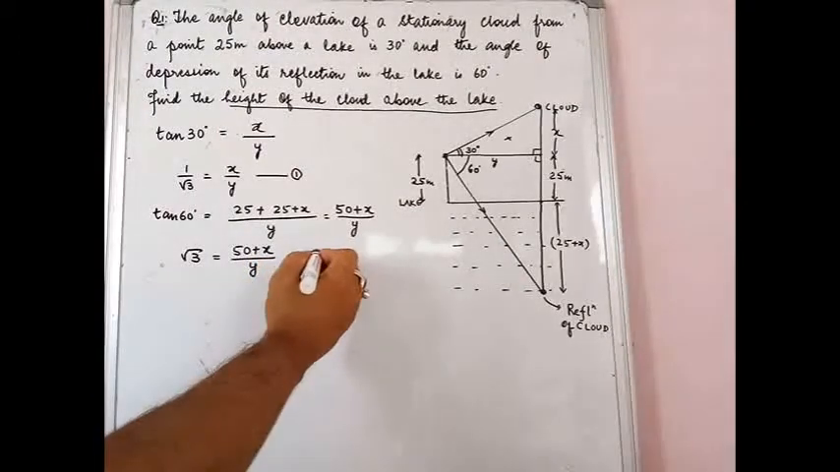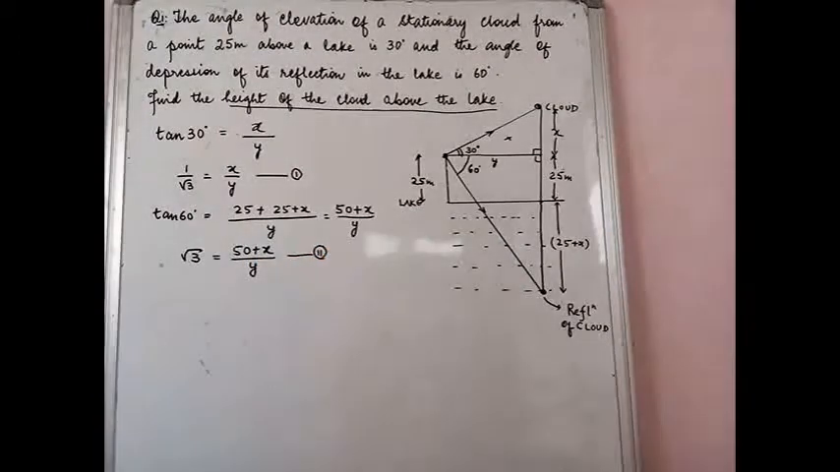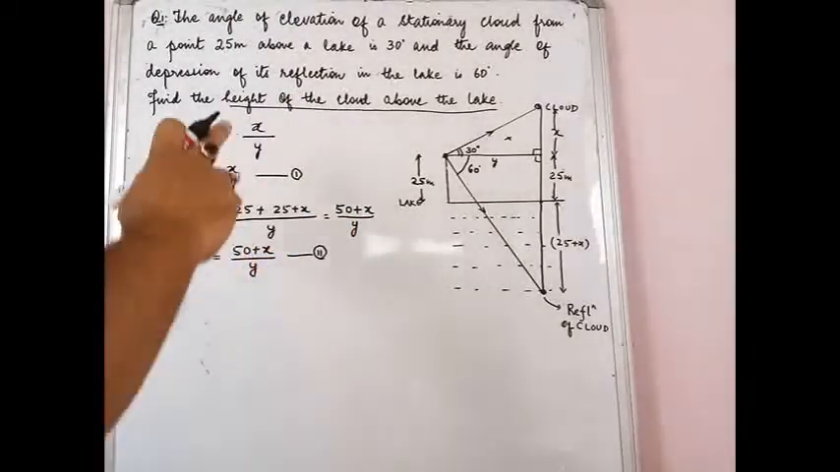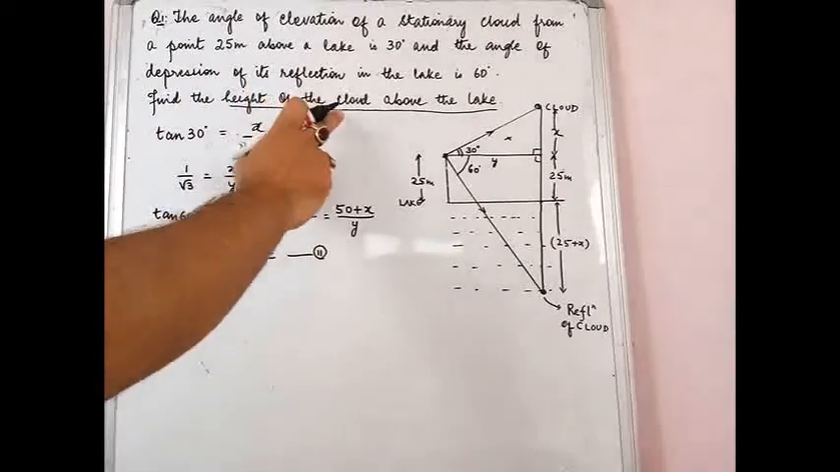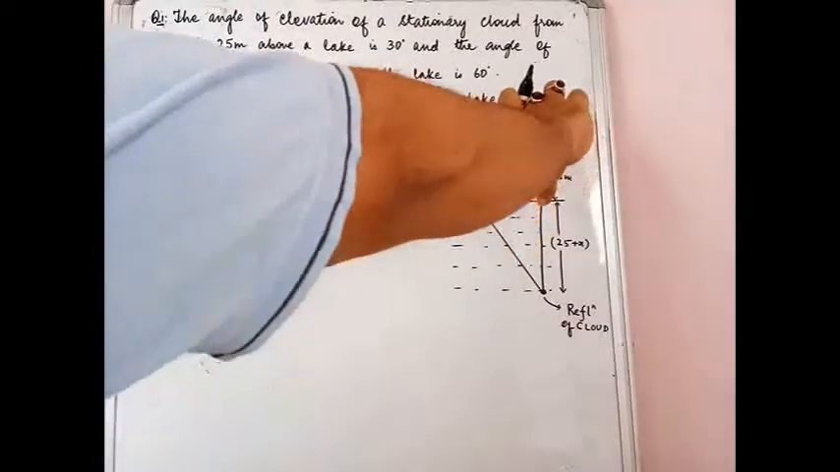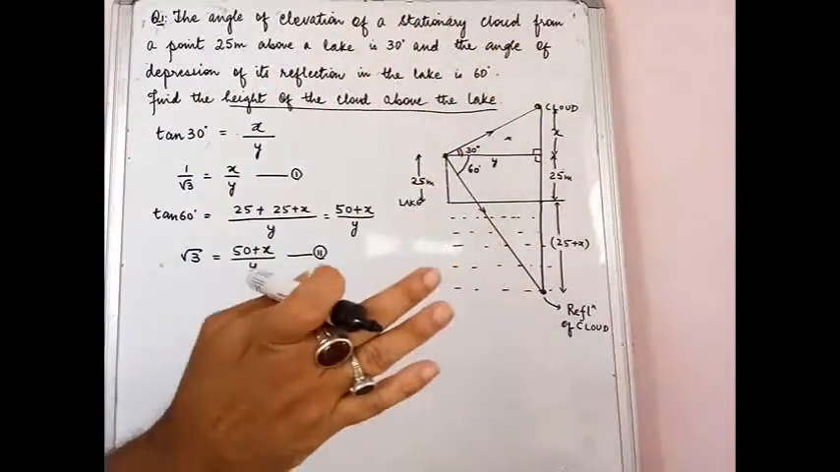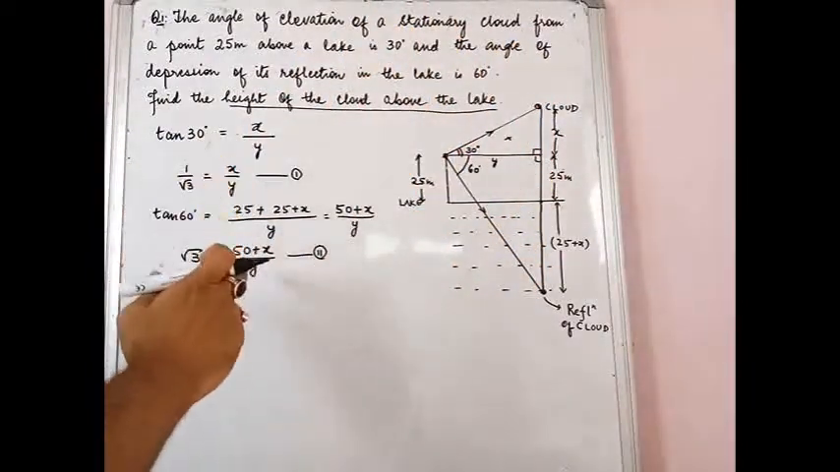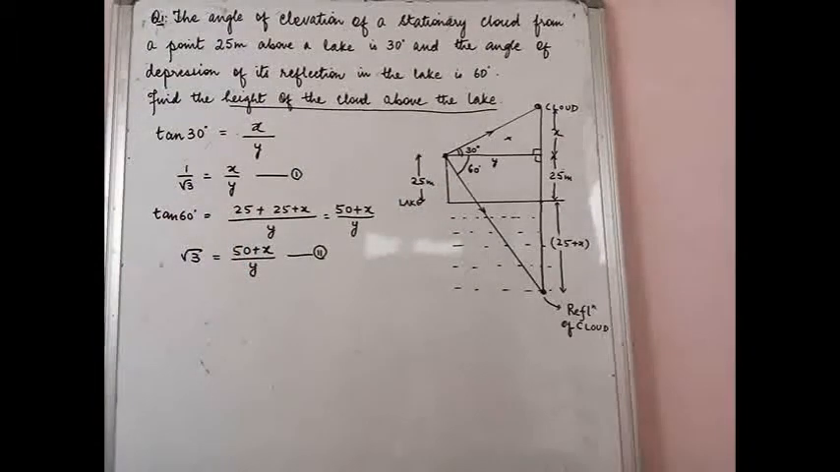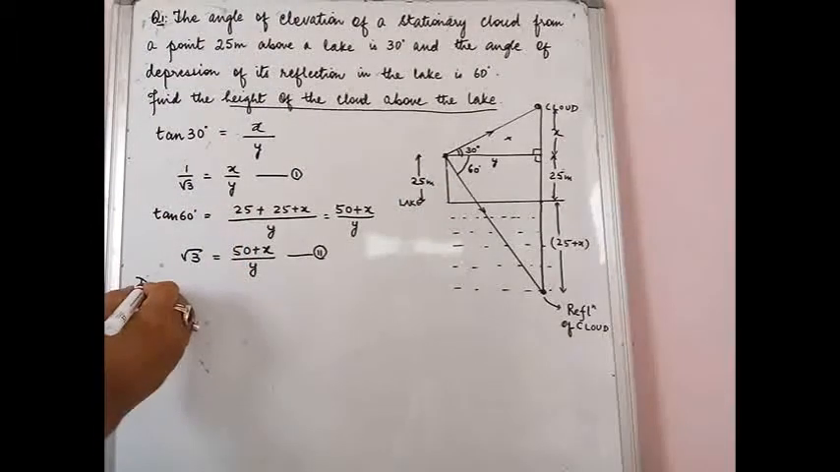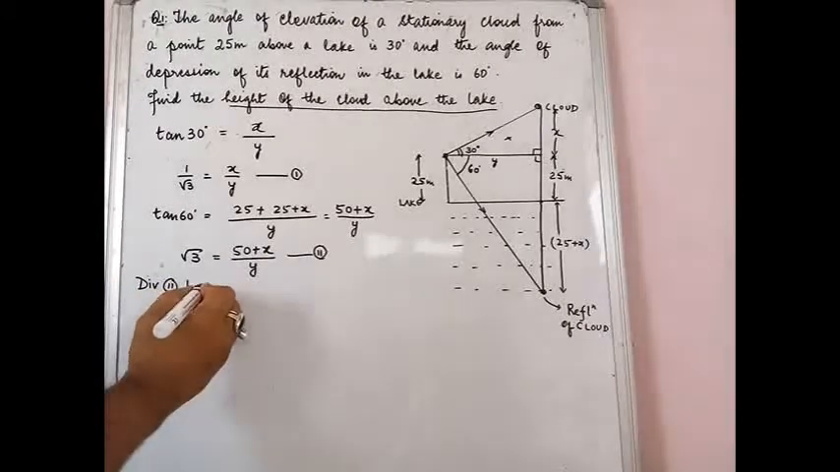Okay, so we will call this equation number 2. Now, do we need y? No, we don't need y. We have to just find out the height of the cloud above the lake, which is this height. So 25 plus x. If we can take out x with the help of these two equations, then we can easily get our answer. So I'll simply divide 2 by 1.